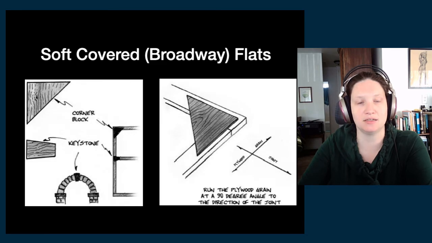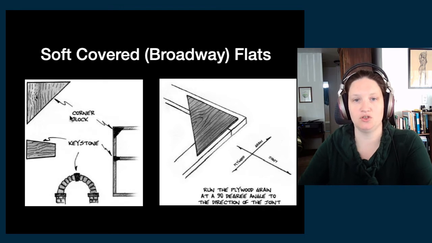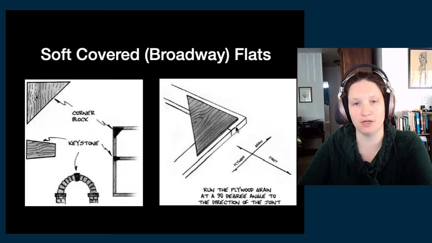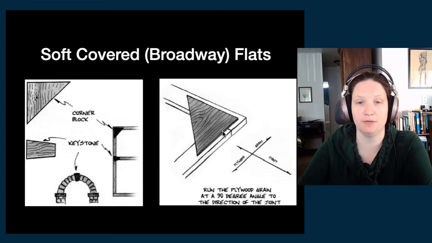So that is that. And then these are your corner blocks and keystones, which help us solidify those joints, right? So a corner block goes here on the corner, and you run your plywood grain against the direction of the joint, right? So you have a joint, a little butt joint, right, between the rail across the top and the stile going down the edge. And then you run the plywood grain against the direction of that joint, and that is to give it more strength in assembly, okay?